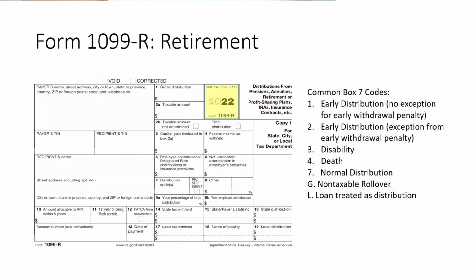If I take a loan out of a 401k account and I never pay it back, that might be treated as a distribution, and that will be code L. There's other codes, but most of the time I really don't see them in my practice, so there's no point in talking about them as they won't apply to the average person. And then, of course, if there's any state taxes withheld, you'll see 14, 15, 16 filled out.